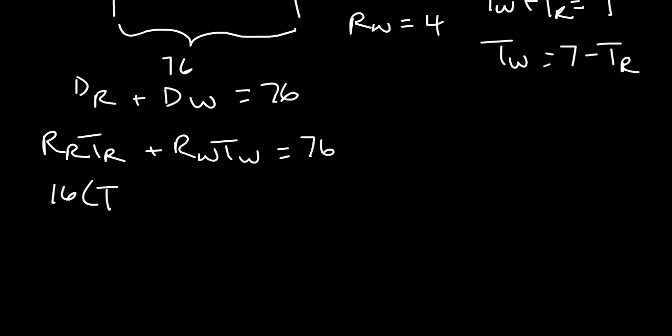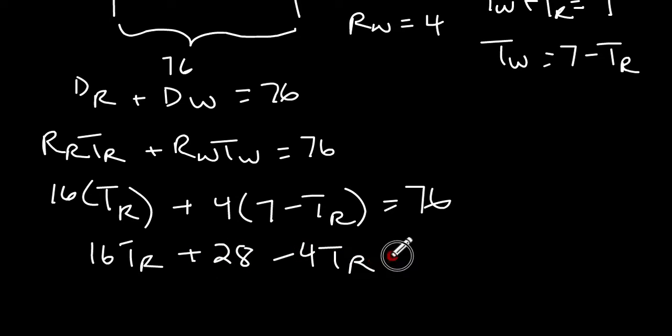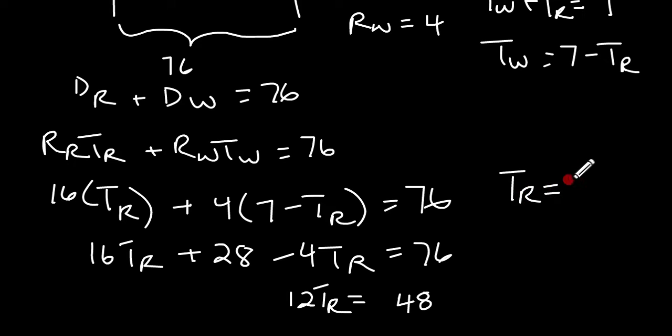Usually if you get a fraction for these, you know that you did something wrong. This is going to be 16 times time riding plus rate walking, which is 4, times time walking, which is 7 minus time riding. There we go. Equals 76. So we get 16 times riding plus 28 minus 4 times riding equals 76. 76 minus 28 is still 48, and this is going to be 12. Now it's going to work. So the time riding equals 4.